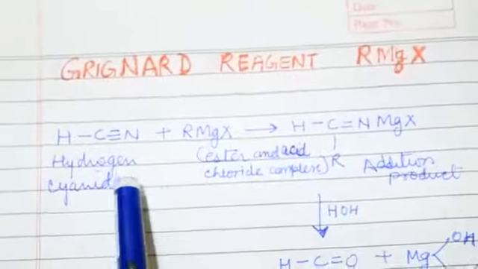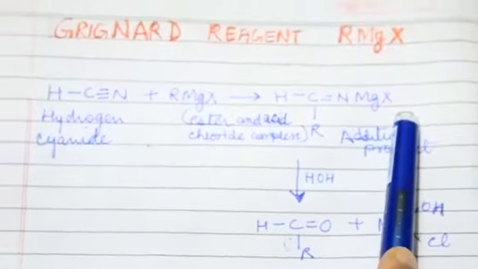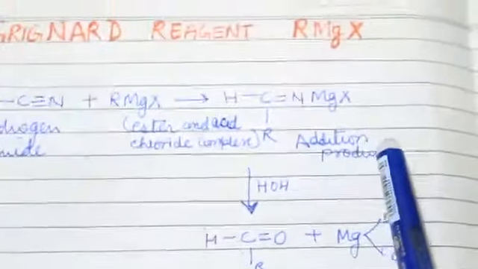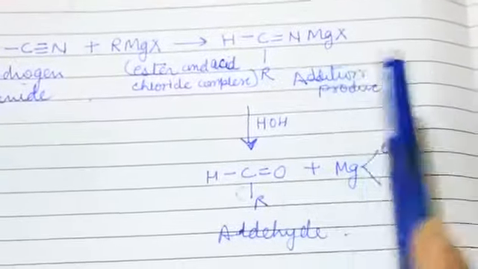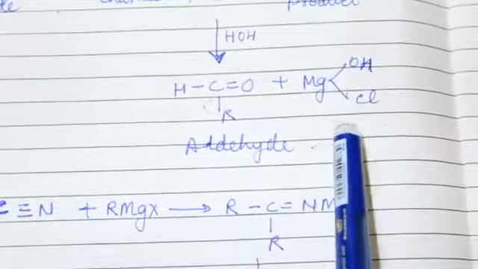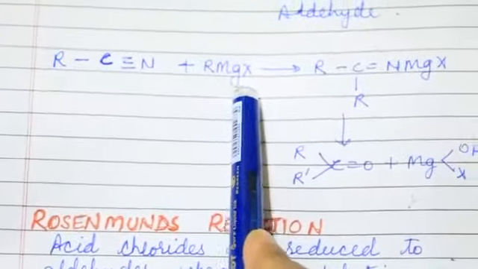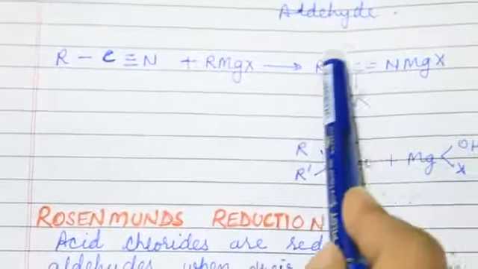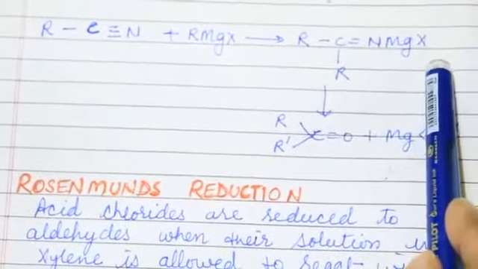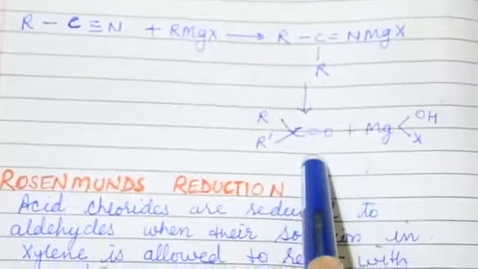Next is Grignard reagent, that is RMgX. When hydrogen cyanide reacts with Grignard reagent, they form a complex, an ester and acid chloride complex. This addition product, when reacted with water, forms aldehyde and magnesium hydroxide chloride. Now again, alkyl cyanide, when it reacts with RMgX, that is Grignard reagent, again forms the intermediate ester acid chloride complex. Then, because of the alkyl group, it forms ketone.